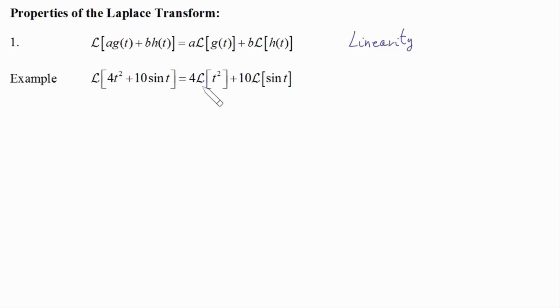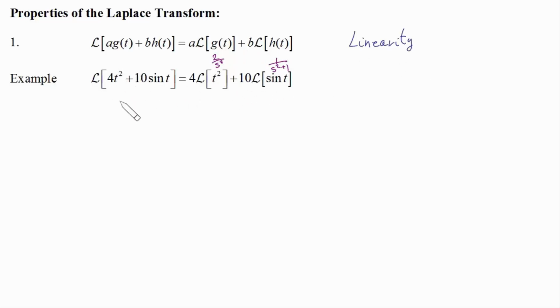And now, as I say, we can look up these two Laplace transforms. The actual answer is not the point here, but I'll tell you that if you look up t squared, you get 2 over s cubed, and if you look up sine t, you get 1 over s squared plus 1. And then you do the computation, 4 times this plus 10 times this. That's not the point. The point is that we can split it up as follows.